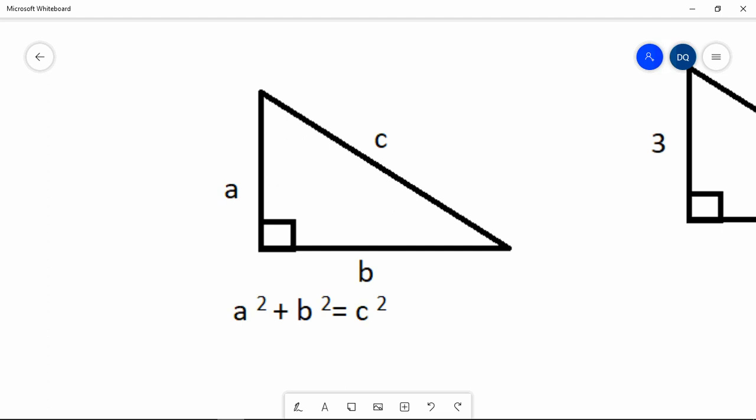If you have a close look, notice that c is the longest side. There's a fancy name for that. We call it the hypotenuse. It's another Greek name for the longest side of the right angle triangle.